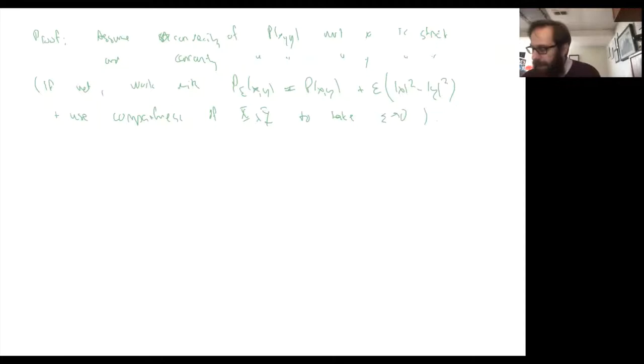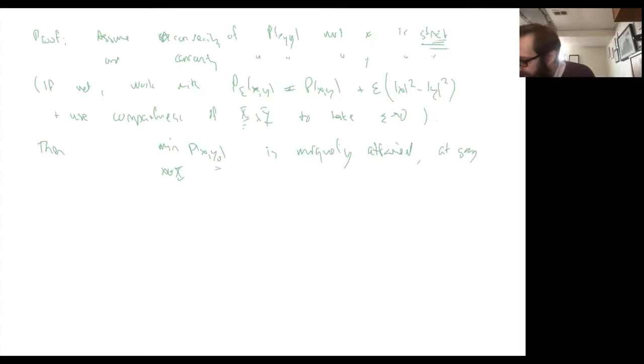And the result of assuming the strict convexity of P of X, Y is that when you compute, say, the infimum of P of X, Y for given y naught, first of all it's attained because X is compact and P is continuous, so this is a min. And secondly, it's uniquely attained because of the strict convexity. And so, of course, where it's attained is going to depend on my y naught. And so let me call it x b of y naught.